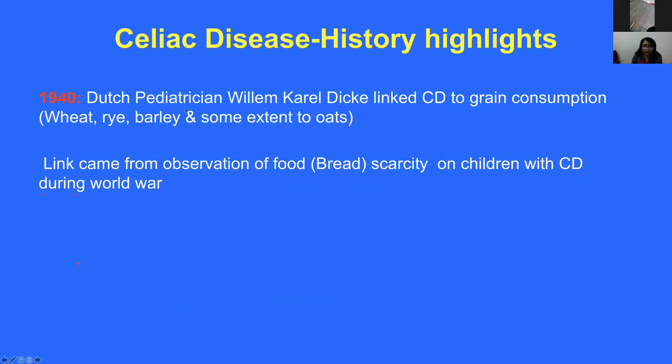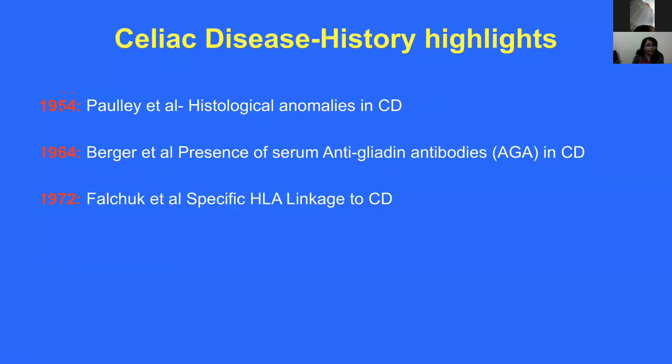During the World War, there was scarcity of bread, which was not available to the patients in the diarrhea ward. One of the mothers of a patient pointed out that the patients who were not getting food in the form of bread somehow improved in their diarrhea. And once the war was over, when the bread was reintroduced, they had symptoms. This observation was picked up by the Dutch pediatrician, and he linked this disease to grain consumption, and the next series of discoveries came in this disease.